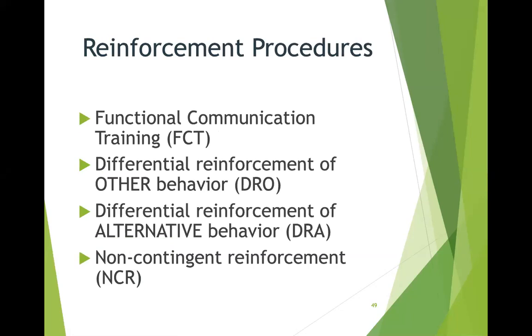And these are some examples of reinforcement procedures. So we have functional communication training, or FCT, differential reinforcement of other behavior, differential reinforcement of alternative behavior, and non-contingent reinforcement. Today, we are just going to focus on functional communication training, or FCT.